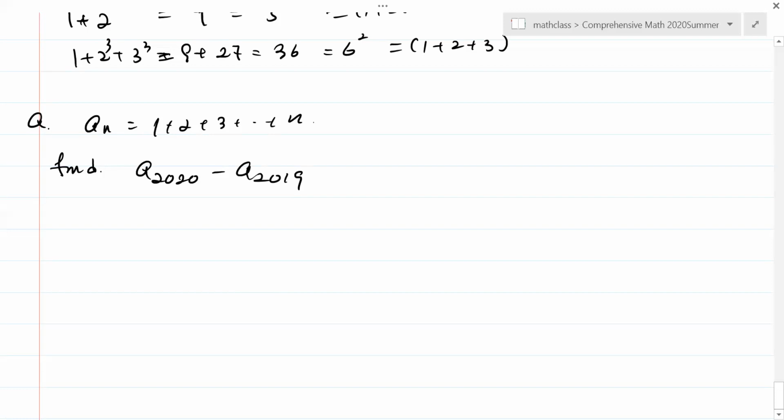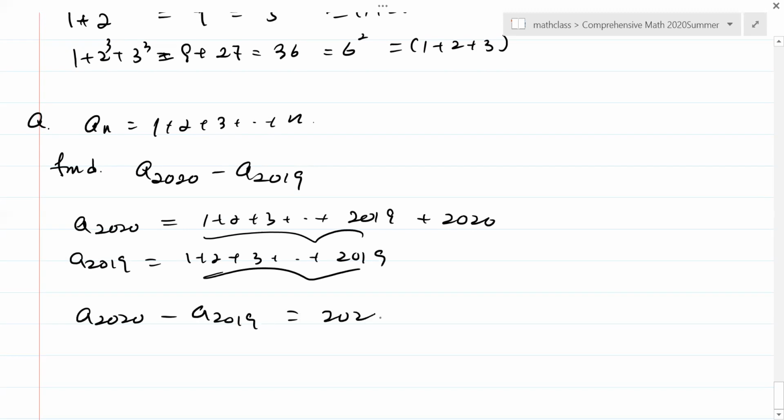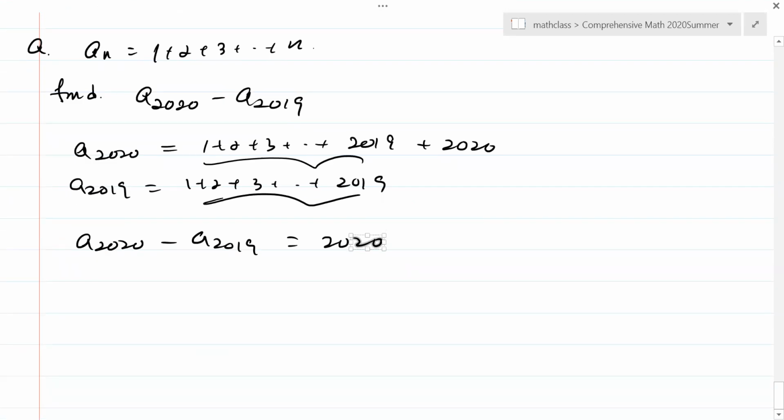Okay, you know what? You don't add them together. A_2020 is going to be 1 plus 2 plus 3 all the way to 2019 plus 2020. A_2019 is 1 plus 2 plus 3 all the way to 2019. So the difference is just that all but one term cancel out. So that's why a_2020 minus a_2019 is going to be 2020. Done.